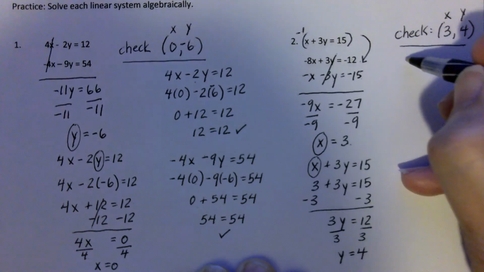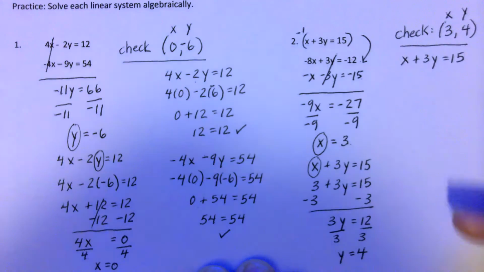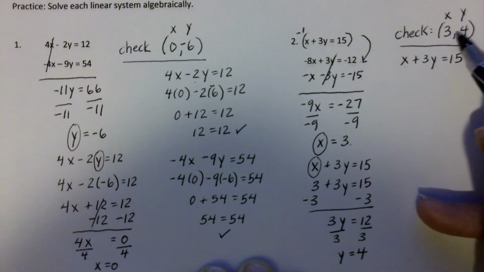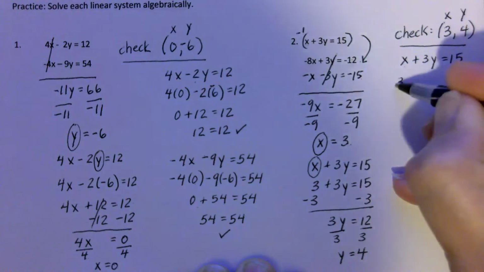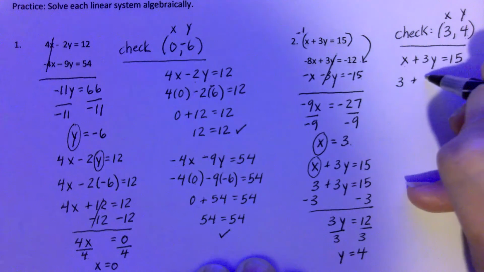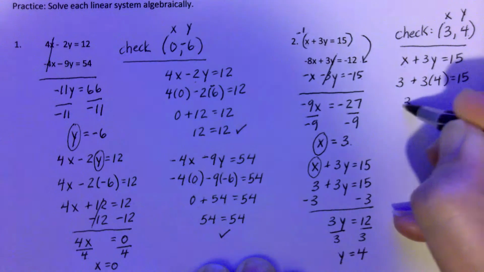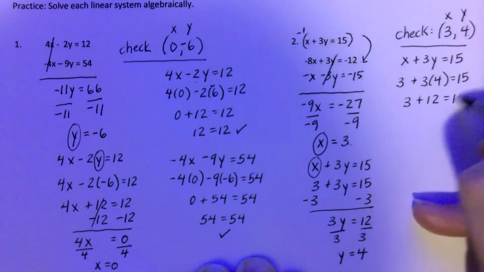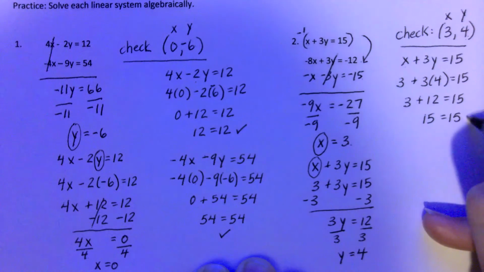Let's write one equation. x plus 3y equals 15. We're going to replace each of these variables with the values that we found. So in place of x, we'll put 3. In place of y, we'll put 4. And now let's do our math. 3 plus 12 is 15. 15 equals 15. Check.